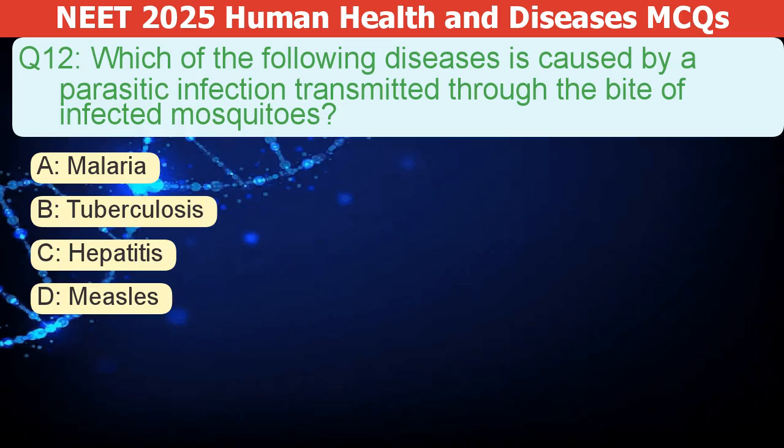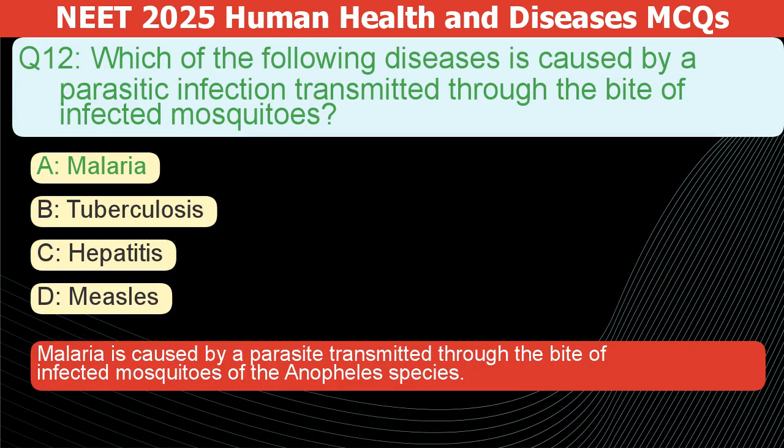Which of the following diseases is caused by a parasitic infection transmitted through the bite of infected mosquitoes? A. Malaria. B. Tuberculosis. C. Hepatitis. D. Measles. The correct answer is A. Malaria is caused by a parasite transmitted through the bite of infected Anopheles mosquitoes.